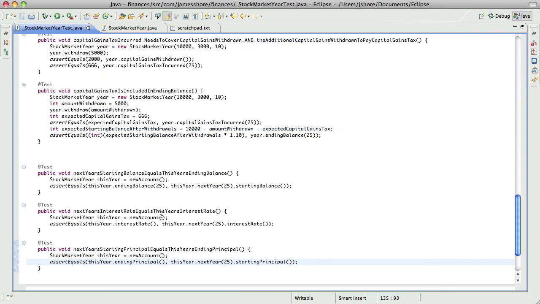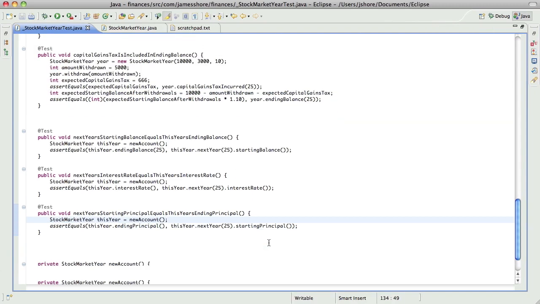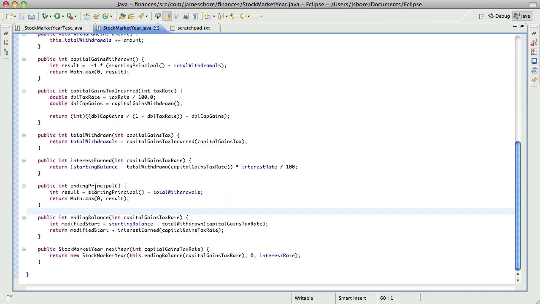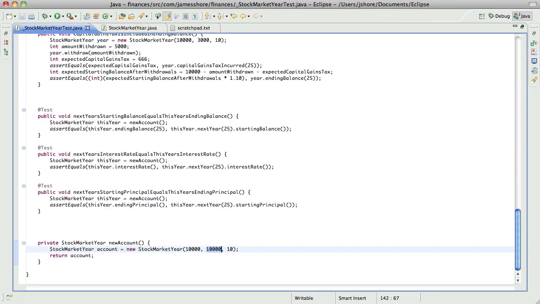Okay, expected 10,000 for the starting principal. Oh, wait a second, what's that? Expected 10,000 was 0. I guess we're using new account, which has 10,000 starting principal. So if I go to next year, I should just be able to say this is ending principal. Now we're just going to make this really explicit. I like using methods as opposed to instance variables so that if I take out the instance variable, everything still works.